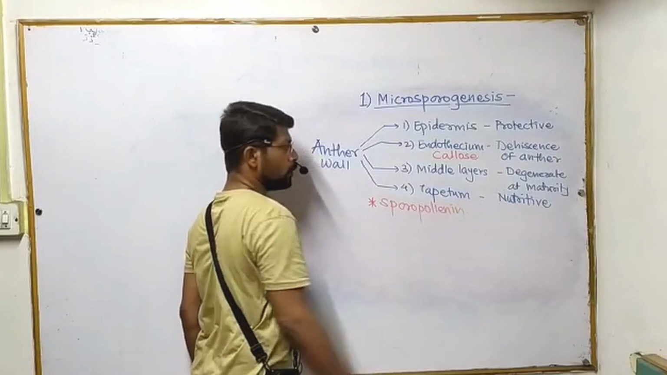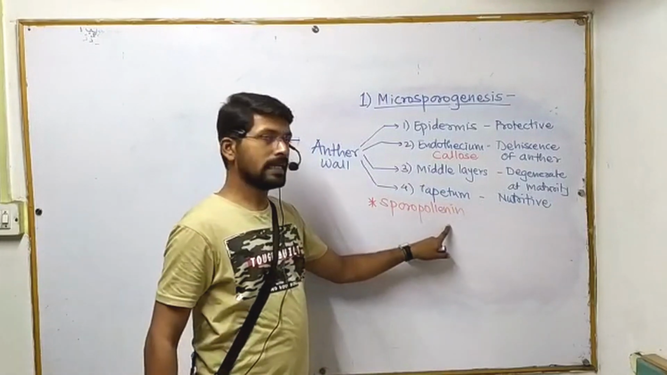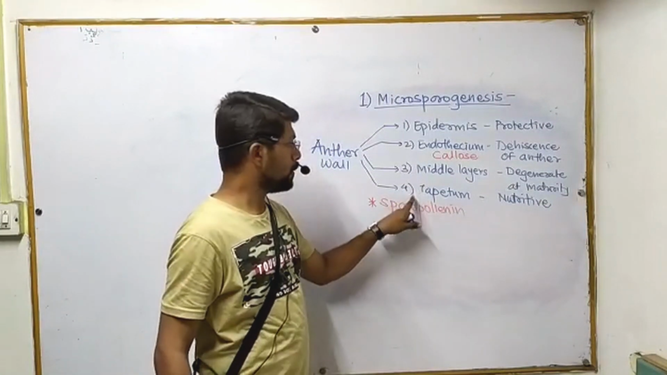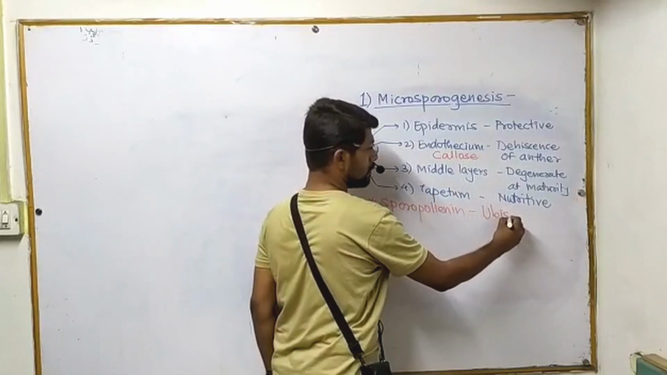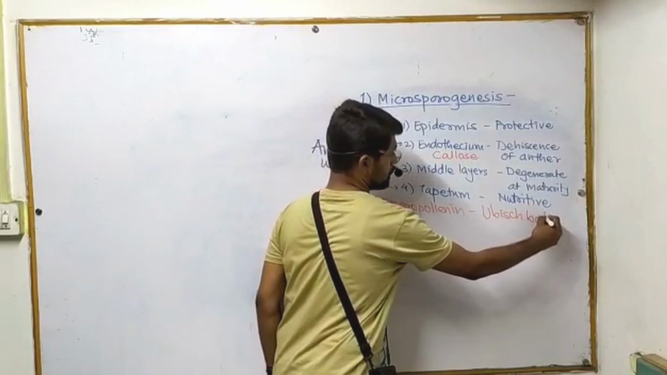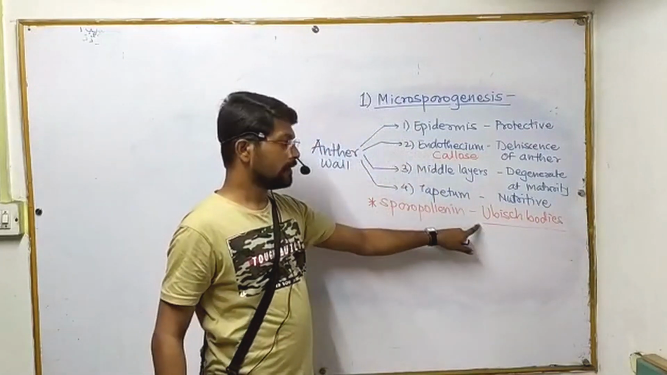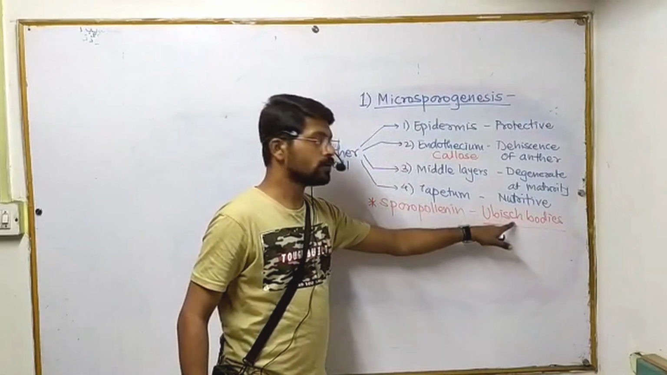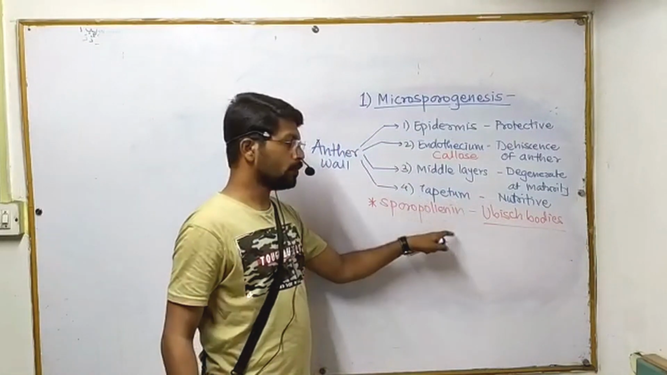Now this sporopollenin is the toughest biochemical compound, which is secreted by a special type of granules, special bodies present in the tapetum, and the name of those bodies is Ubisch bodies, or you can also call them Ubisch granules. This term is very important for your MCQ kind of questions. The Ubisch bodies or Ubisch granules are present in the tapetum. They secrete this sporopollenin.